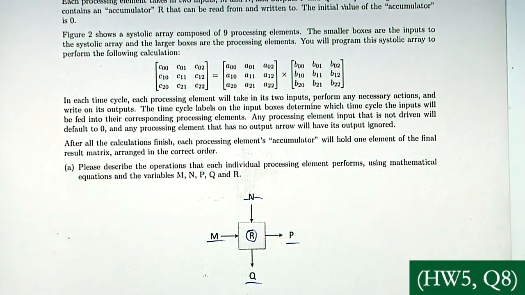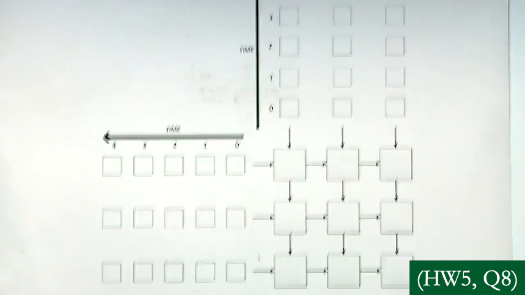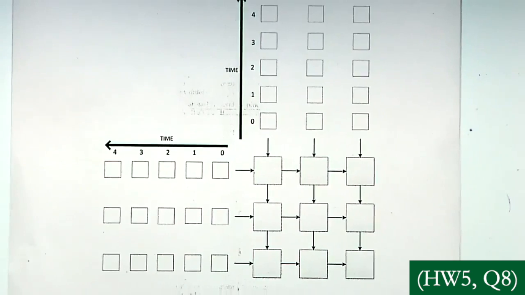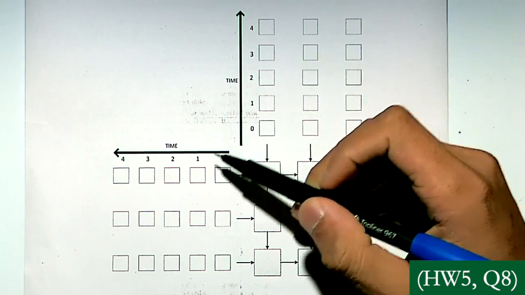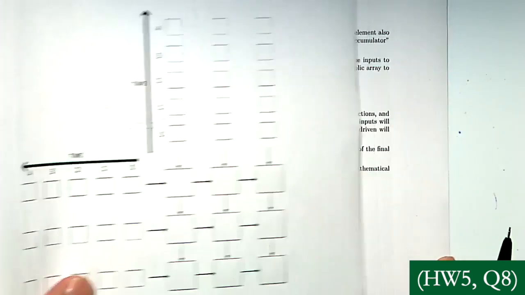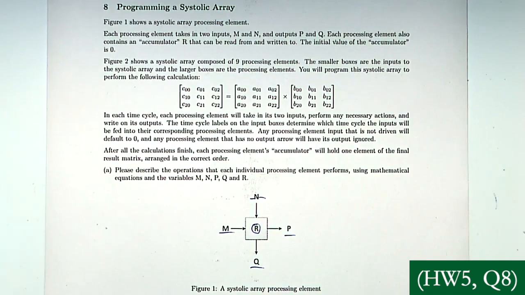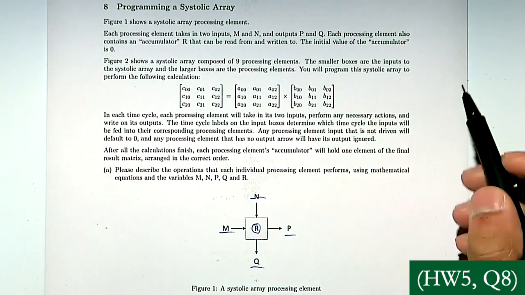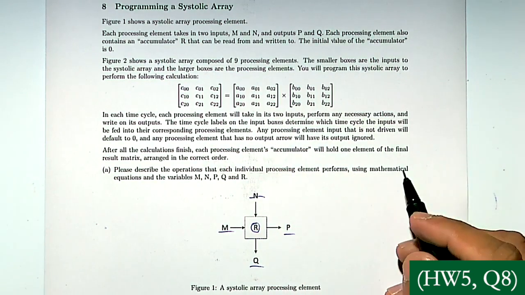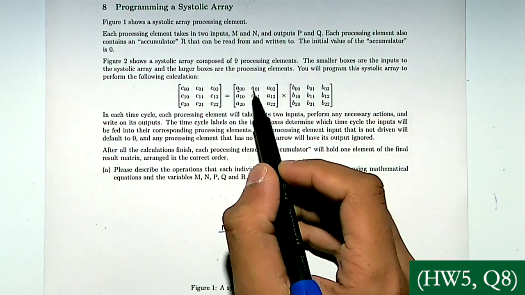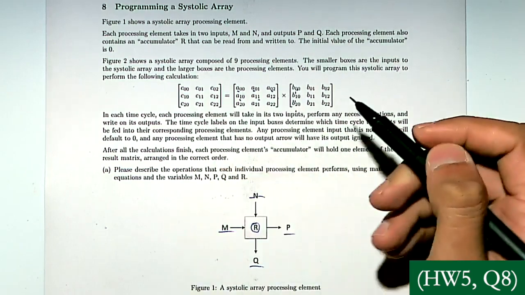So figure two expands upon this and shows an array of these composed of nine elements. And figure two is this one. So we have nine of these processing elements here, and then these are going to be input data tokens. We want to program this systolic array design to perform the following matrix multiplication. So we want the output C to be the matrix A times the matrix B, right? The matrix multiplication is just like the dot product of row times column, and then row times column to produce all the output elements.